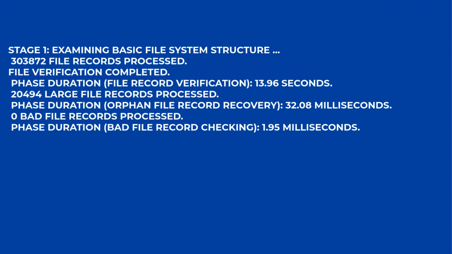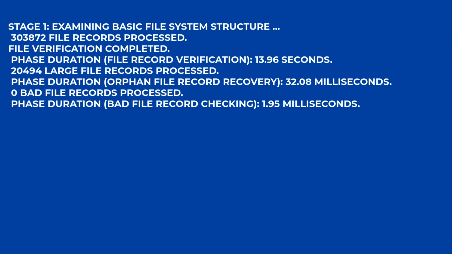Stage 1. Examining basic file system structure. Stage 1 checks the master file table, basically the index of every file on the drive. 303,872 file records processed. This is the total number of file entries check disk scanned. File verification completed. Stage 1 finished without finding structural problems.